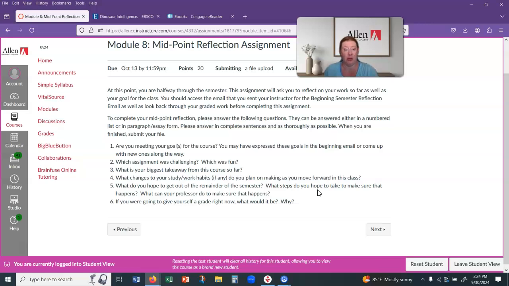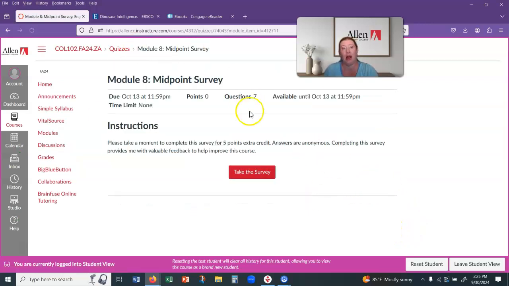So this is just a mid-semester check: How are you doing with your goals? Have you met them? Do you need help with anything, etc.? And so you're going to reflect on the semester so far, and then you have the option to take the midpoint survey. It's anonymous for 5 points extra credit.